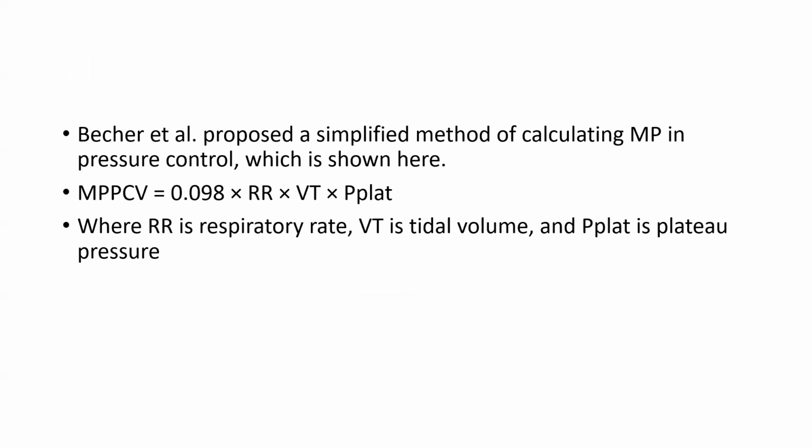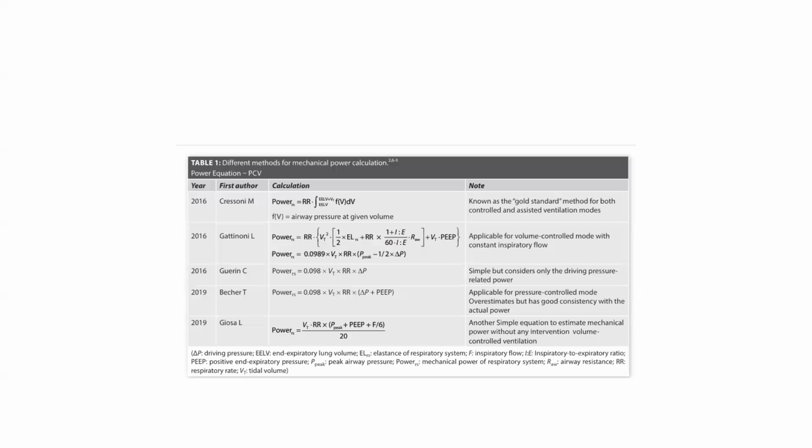And this formula is different in pressure control ventilation. Becher et al. proposed a simplified method of calculating mechanical power in pressure control, which is given as follows. Mechanical power in pressure control is 0.098 times RR times VT times P plateau, where RR is respiratory rate, VT is tidal volume, and P plateau is the plateau pressure. There are different methods of mechanical power calculation narrated by different authors, but what I have mentioned is the simplified way of calculating mechanical power.